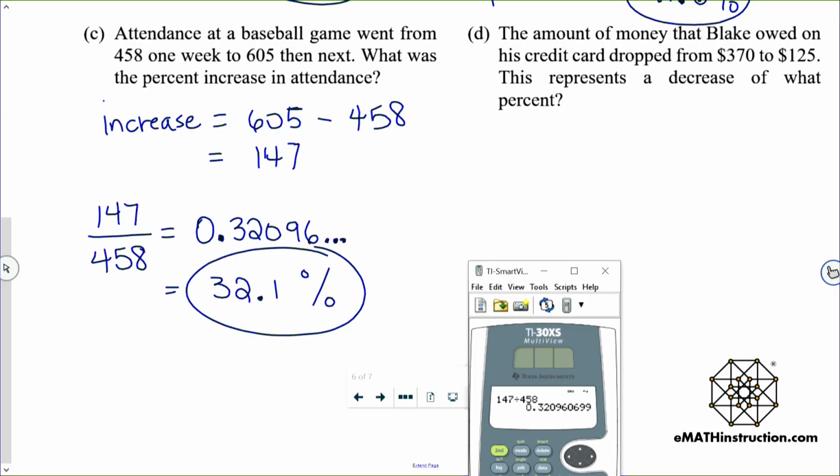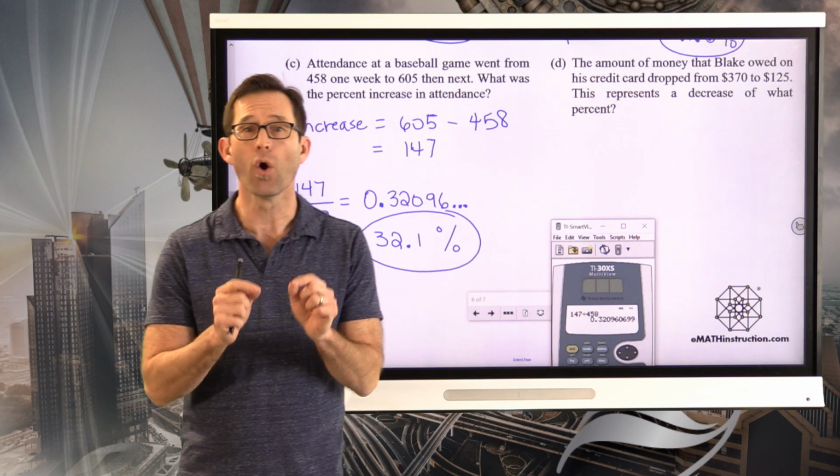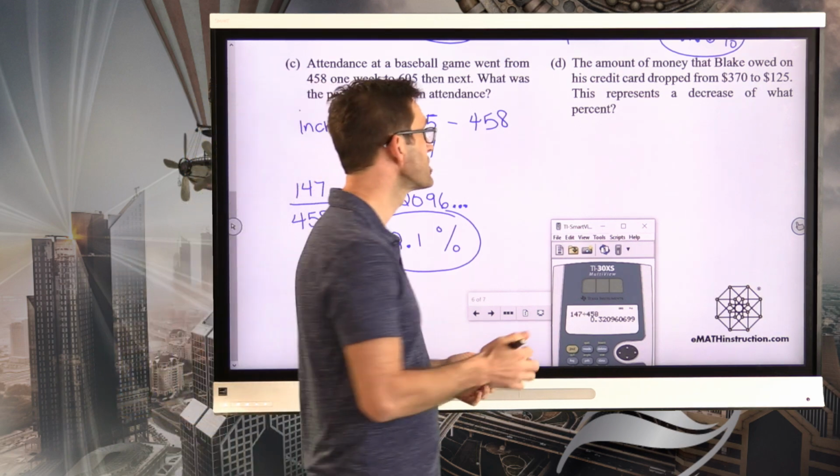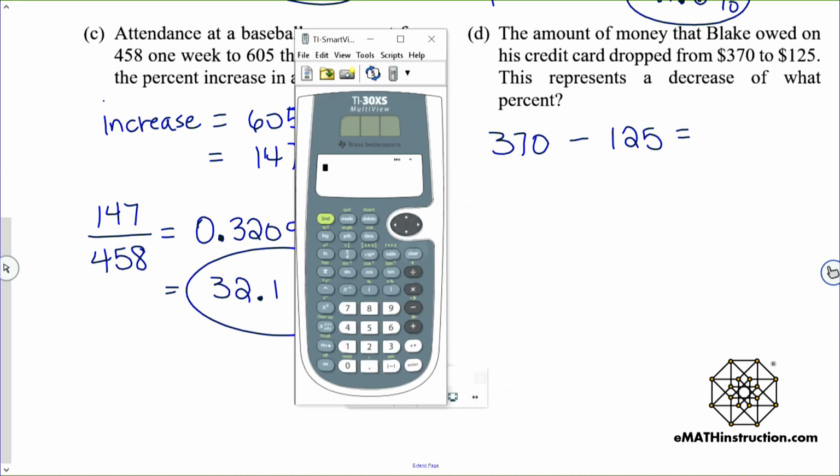All right, letter D. The amount of money that Blake owed on his credit card dropped from $370 to $125. This represents a decrease of what percent? All right, so again, importantly, we need to figure out how much the overall decrease was to begin with. So this is simple enough. We're going to go 370 minus 125. So that tells us how much the actual thing decreased. So 370 minus 125. So he decreased his debt by $245.